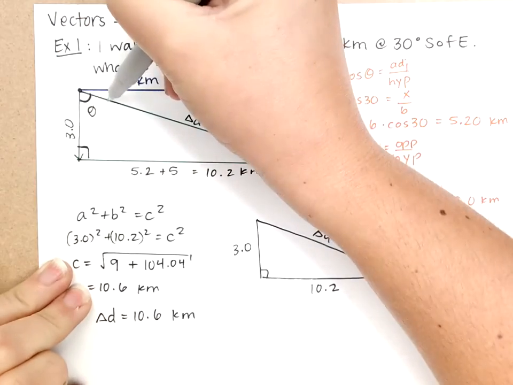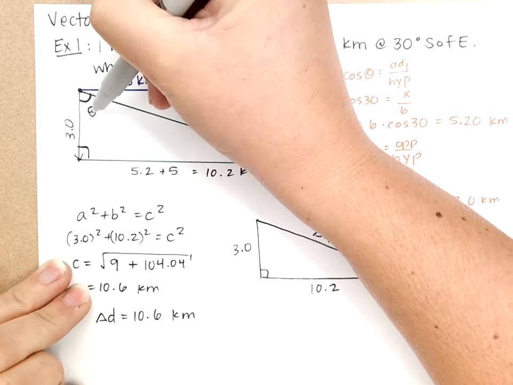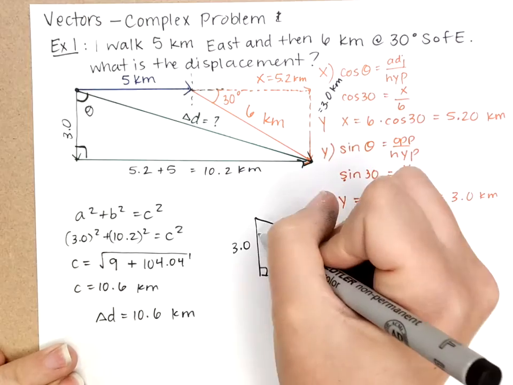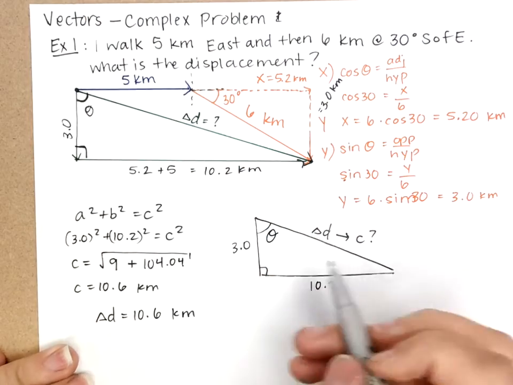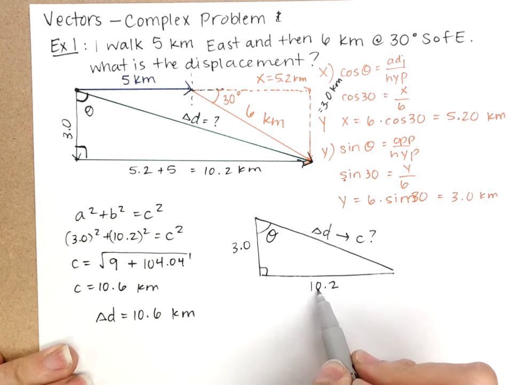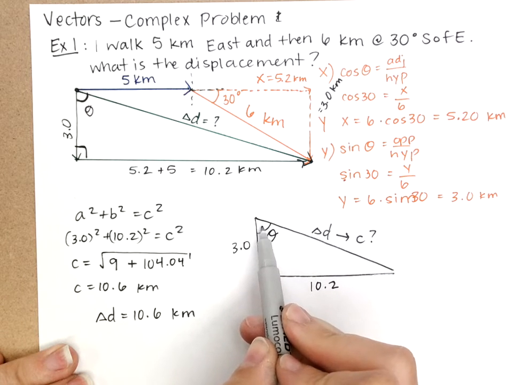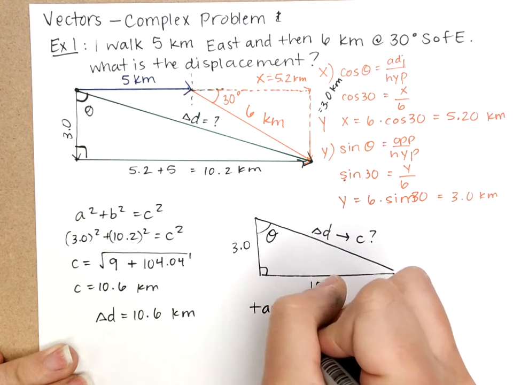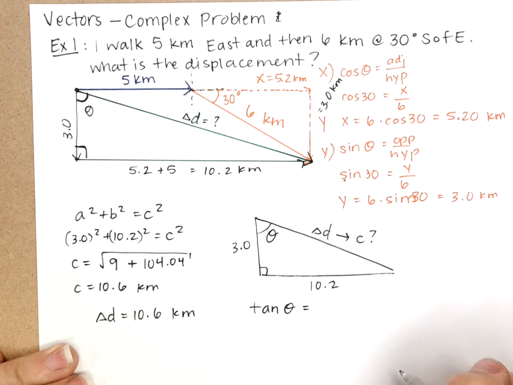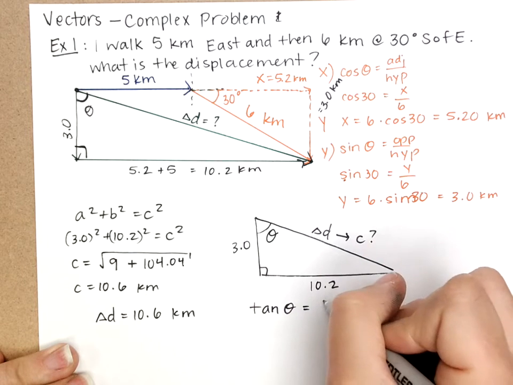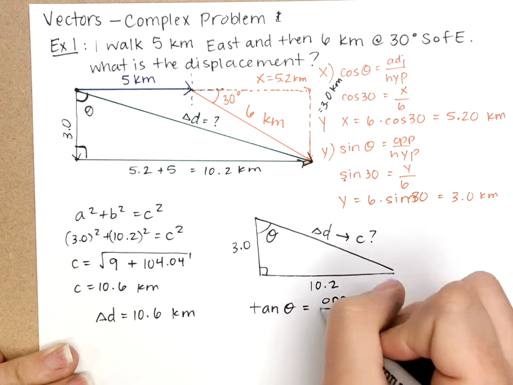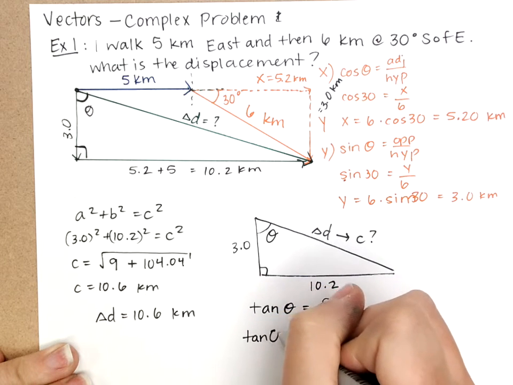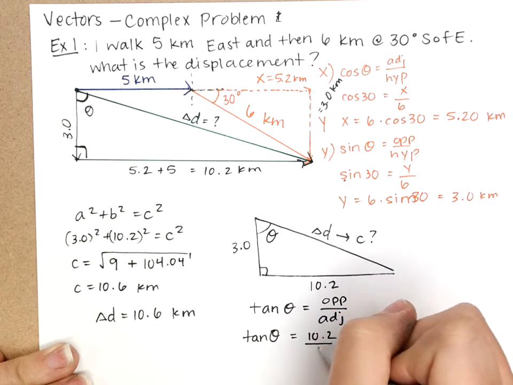And you could use this angle as well. It's just going to be whatever this is plus this equals 90. So let's just solve for theta first and I'll show you. So here's our theta. Okay, so we always want to use what we know. We know 3 and we know 10.2. So our opposite over adjacent. So we're going to go tan theta is equal to opposite, so 10.2 over adjacent. So we get tan theta is equal to 10.2 over 3.